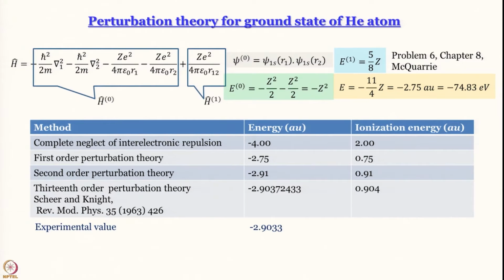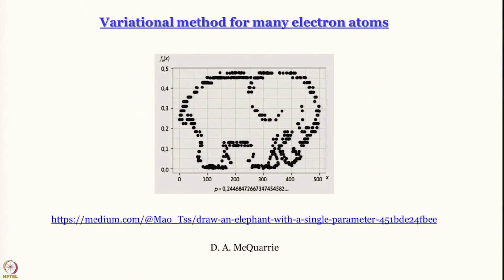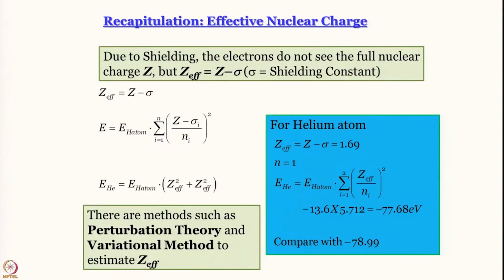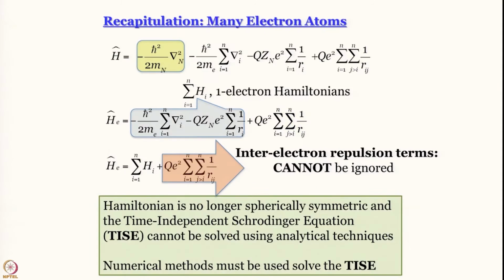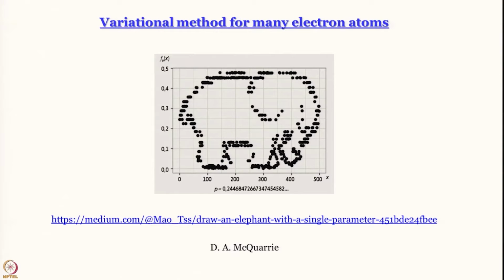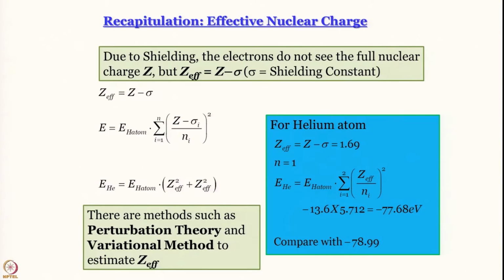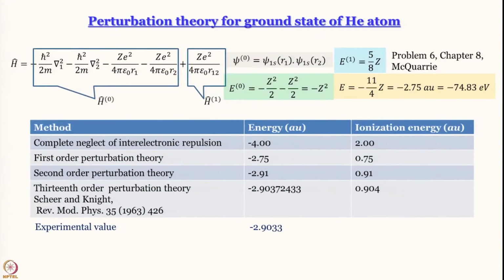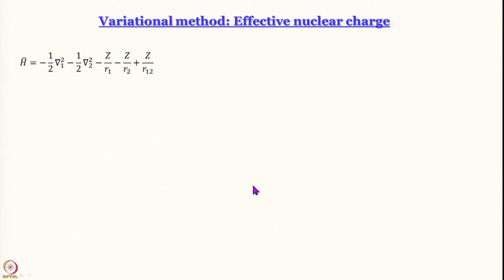Remember what was the value experimentally? Minus 78.99, is not it? So, that is where it is. We are not really there yet. And then we said that this is only first order correction. You can work on second order correction, higher order correction, and 13th order correction more or less gets close to the value. Okay. Today now we are going to talk about the variational method for treating this many electron atom problem.